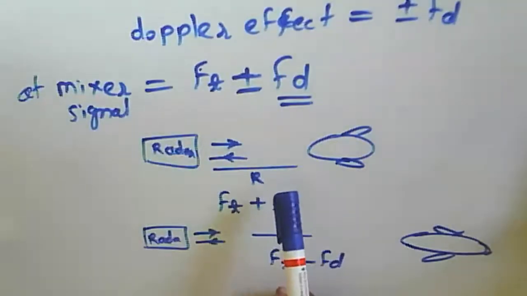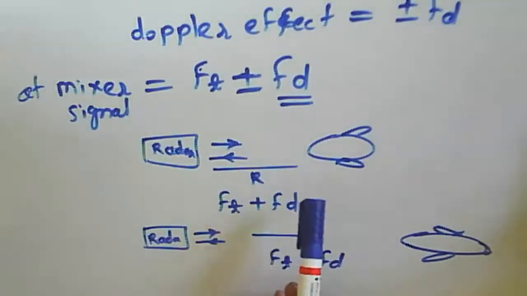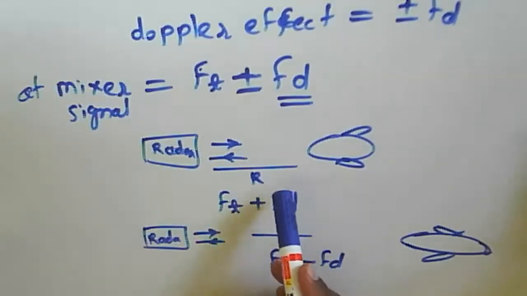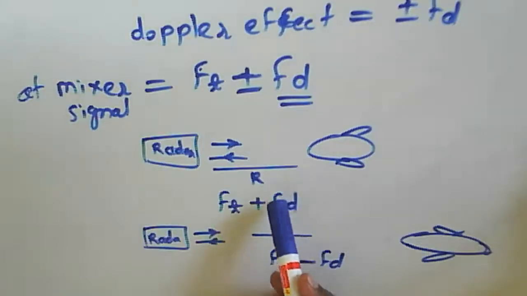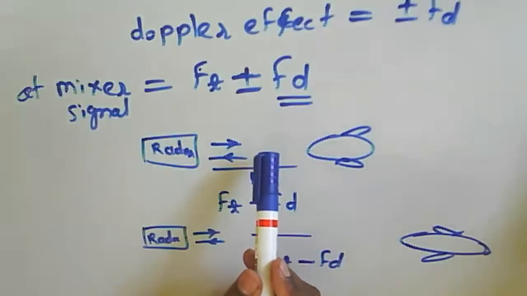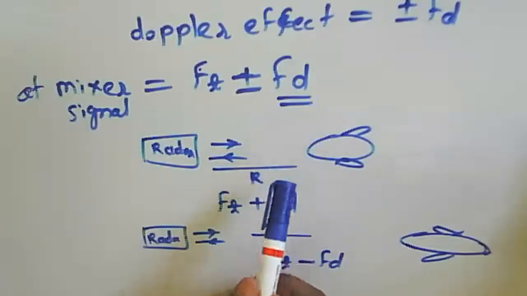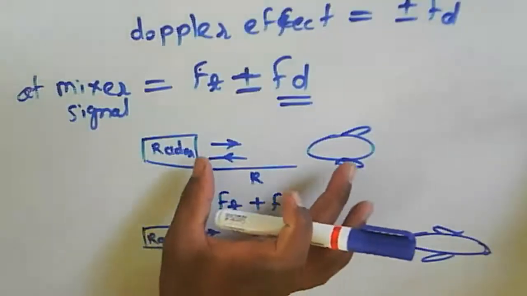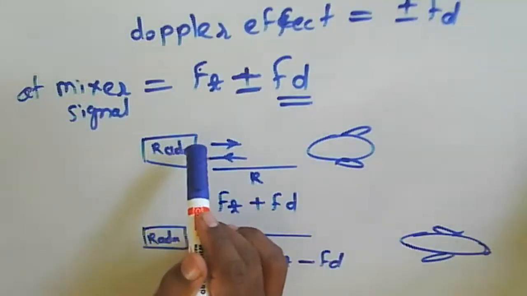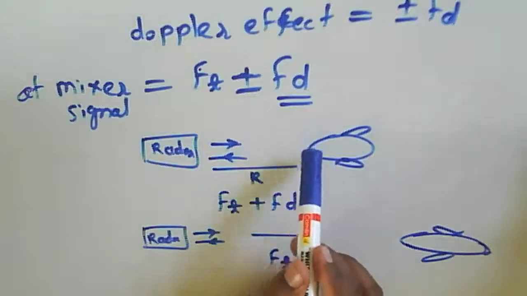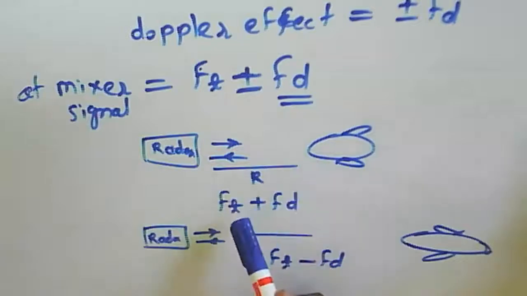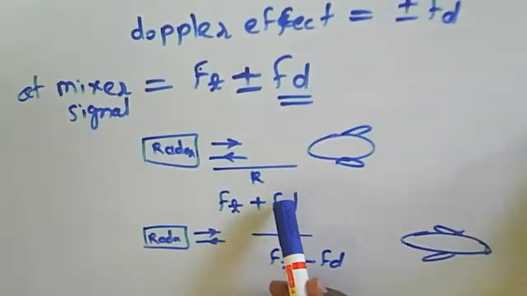There will be a shift in the Doppler frequency. Doppler frequency shift occurs, which means in the echo signal there is a variation in the frequency, and that variation in the frequency is called the Doppler frequency. If the target is moving toward the radar, or we can say the target and radar distance is decreasing, that means the target is closer to the radar. So in that case, FT plus FD, there will be a plus sign.